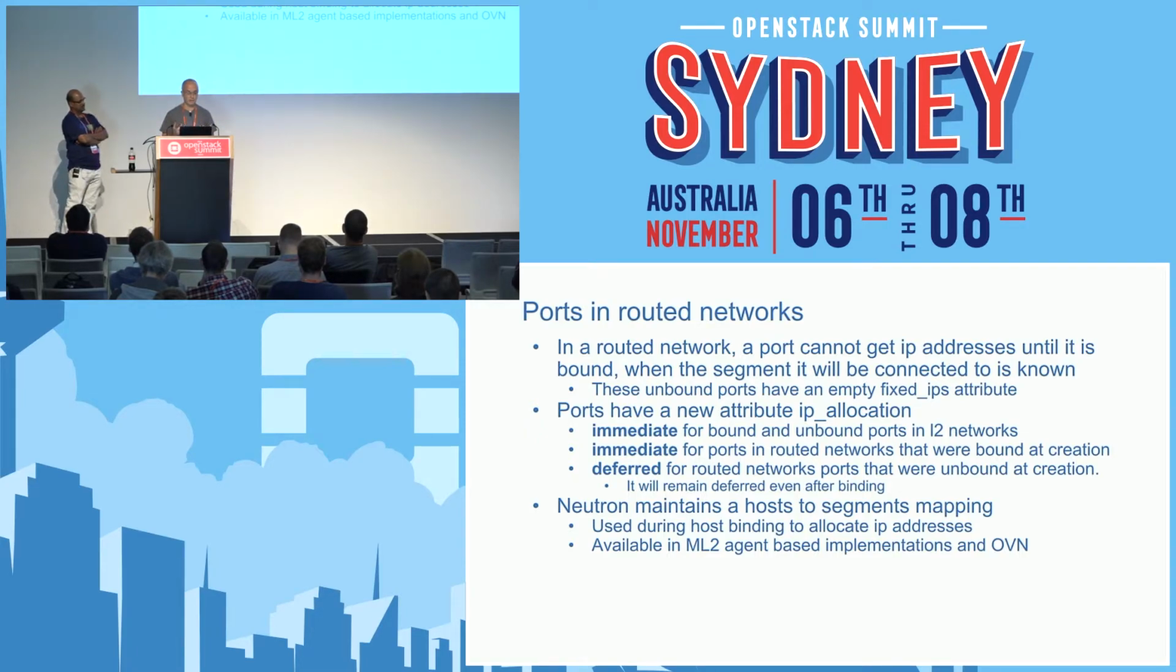So when you create a port, if you don't bind that port immediately, that port is going to become deferred. It has an IP allocation attribute, and the value of that attribute is going to be deferred, because the port has been created and exists in the database, but we don't know yet where that port is going to land. And what's going to happen is that we bind that port. At that point is where we assign an IP address to the port.